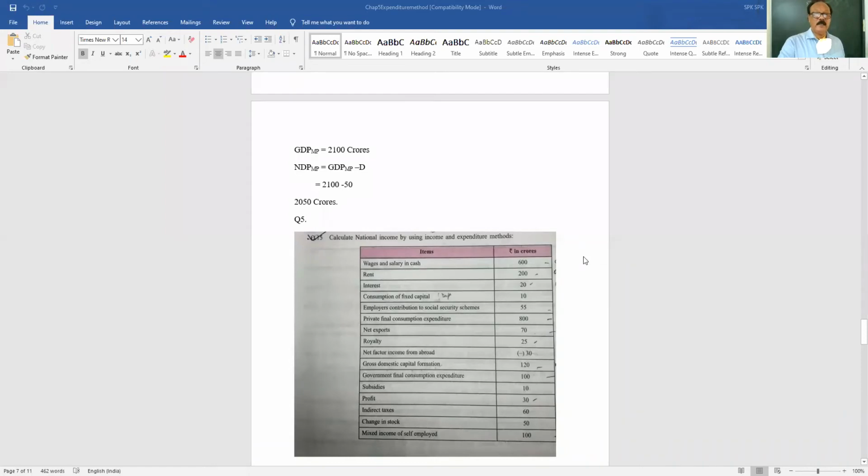Wages and salary in cash 600, rent 200, interest 20, consumption of fixed capital 10, employers' contribution to social security scheme 55, private final consumption expenditure 800, net export 70, royalty 25, net factor income from abroad minus 30, gross domestic capital formation 120, government final consumption expenditure 100, subsidies 10, profit 30, indirect taxes 60, change in stock 50, mixed income of self-employed 100. This was the question I had given you yesterday.